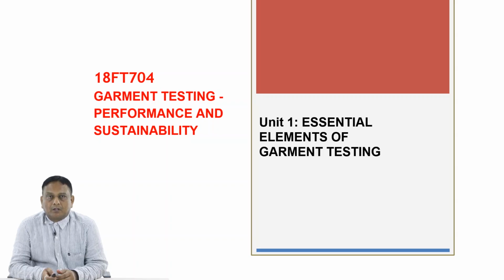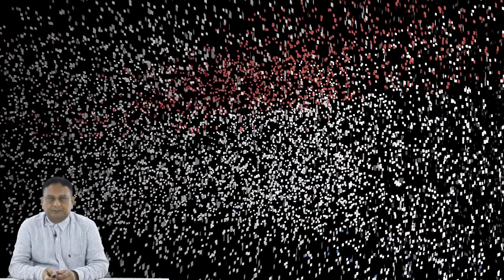Today we will talk about 18 FT 704, that is garment testing, performance and sustainability. And here we will start with unit 1, that is essential elements of garment testing.